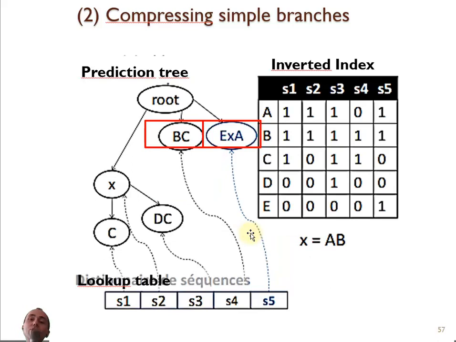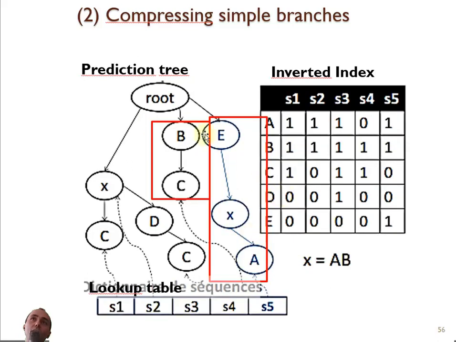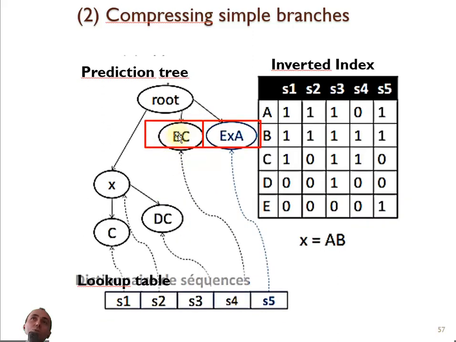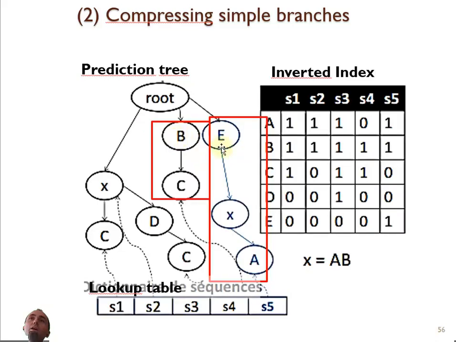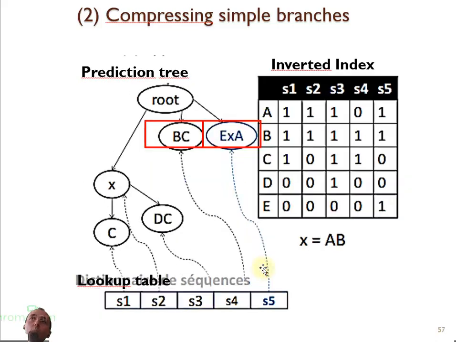Okay, let's have a look again. So here I have B followed by C. I will replace it by a single node BC. Let me show you again. Here I have E followed by X followed by A. I will replace it by a single node EXA. So this will make the tree much smaller because there are fewer nodes, and fewer pointers between nodes. So again, this is only an optimization for the size.